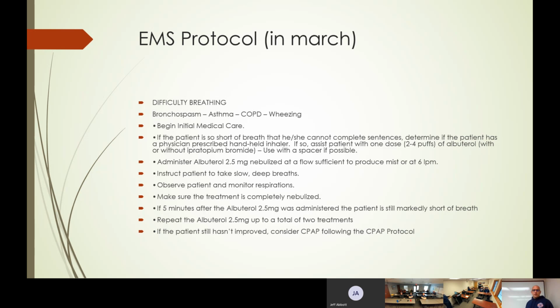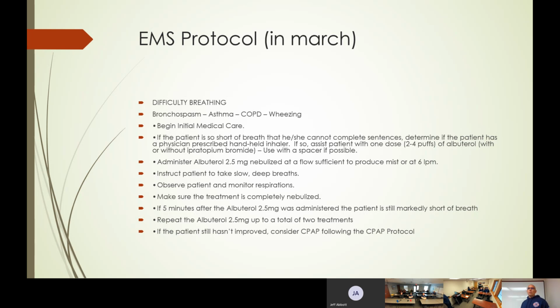If the patient is so short of breath that he or she cannot complete sentences, determine if they have their own prescribed inhaler, because you can still assist them with their own inhaler and administer the albuterol afterwards if it doesn't give them the relief. But if they have their own inhaler, start with that. For one, it doesn't use up our supplies. For two, probably it'll help them. And there's a good chance that none of us are going to introduce anybody to albuterol or breathing treatments, right?